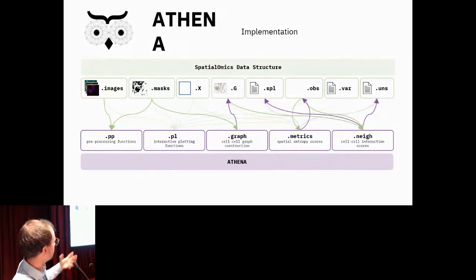So you have a function in Athena, and you would provide the spatial omics instance to this function, which then extracts from the attributes all the necessary information to compute, for example, a graph representation.